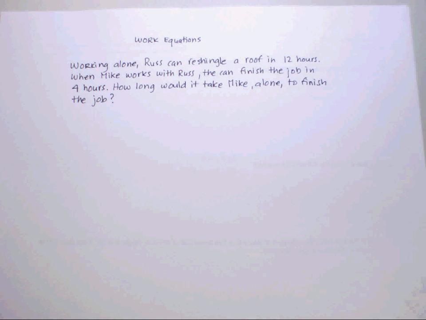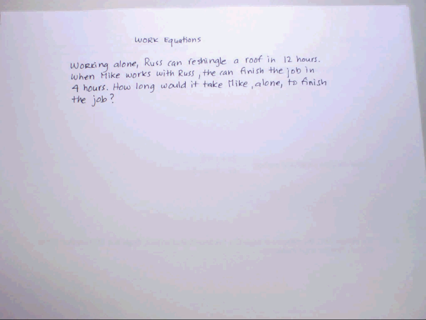Okay, this set of demonstrations is going to be on something called work equations. Work equations generally follow some kind of scenario that sounds like this. One person or one machine can do a job in a certain amount of time. If a second person, second machine, whatever, joins that first person, they can do it in a lesser amount of time. And then you are asked to find how fast they can do it together or how fast they can do it individually. Depending on what information is given to you, you can find out any of those things.